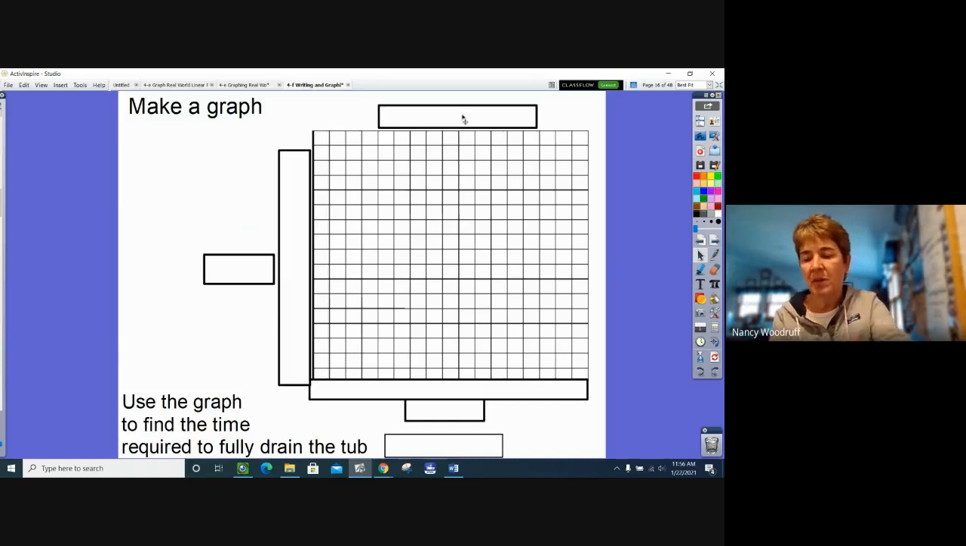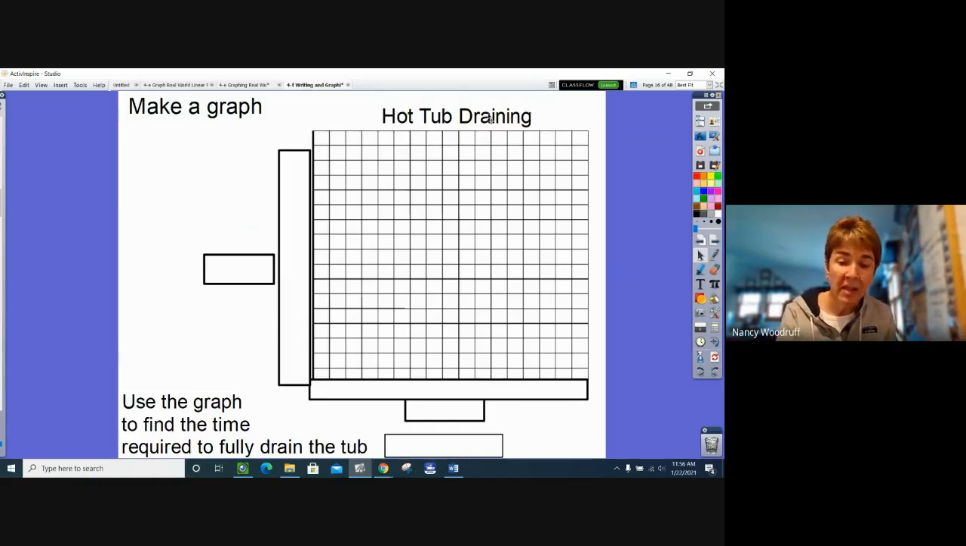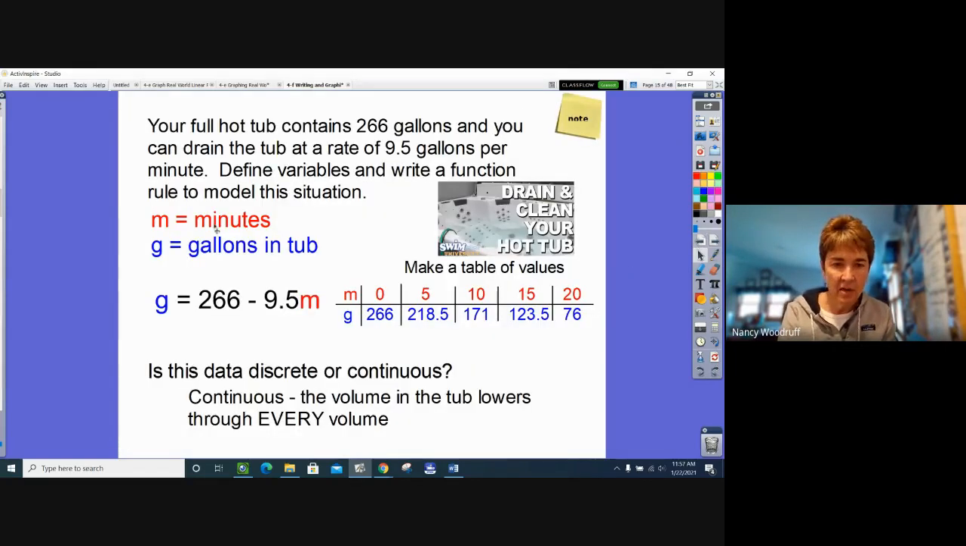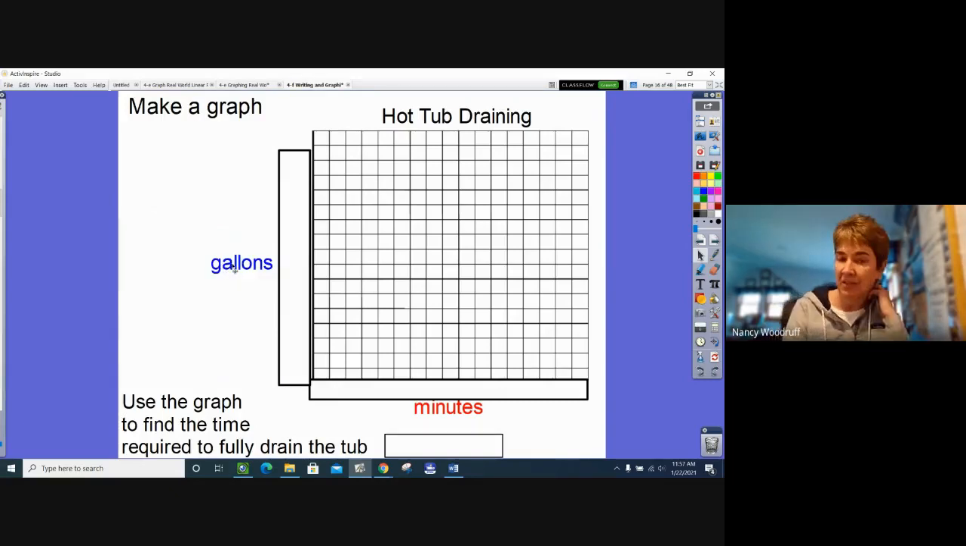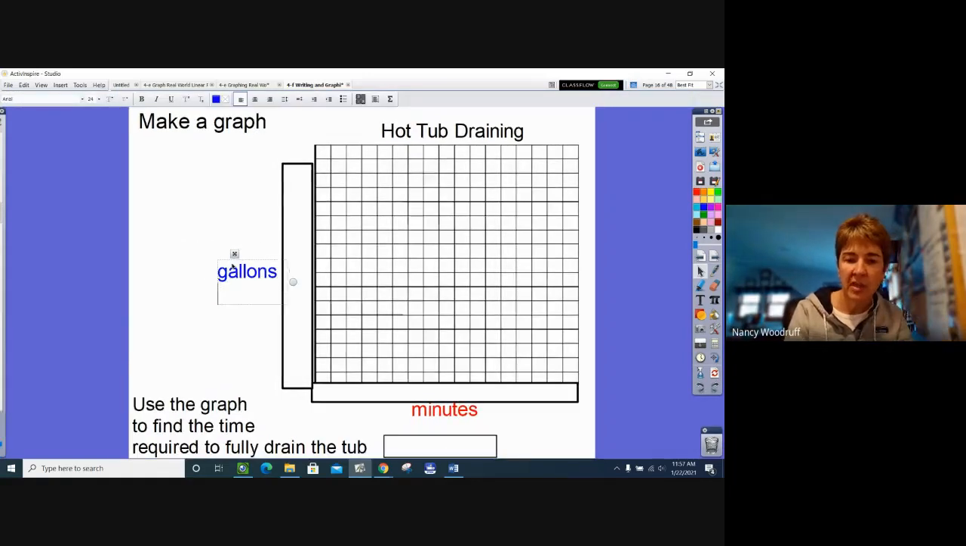So a title, what would be a good title for this one? Hot tub draining? That sounds good to me. Now remember that your X and Y, that's where we define our variables right here, minutes and gallons left in the tub, right? So X is going to be our minutes, and Y is going to be the gallons. And this should really say left in the tub. It's not the gallons leaving, it's the gallons left. So just for lack of confusion, let me put that, okay?